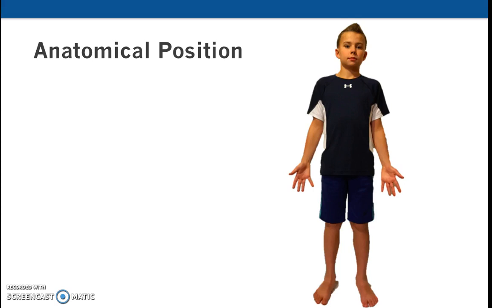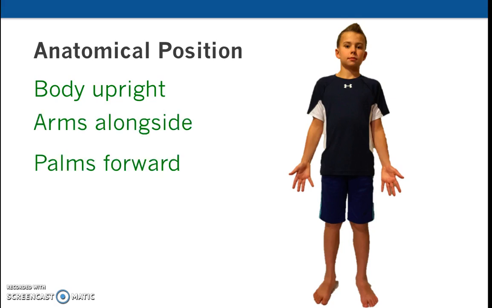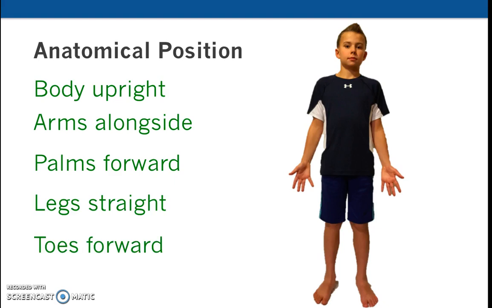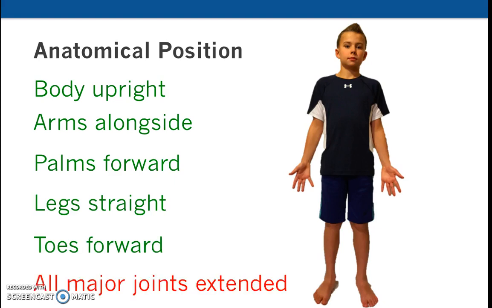Anatomical position is a universally accepted starting point when referring to body structures and movements. In anatomical position, the body is standing upright. Arms are alongside the body with palms facing forward. Legs are straight with toes pointing forward. All major joints, such as knees, hips, elbows, shoulders, and spine, are extended.